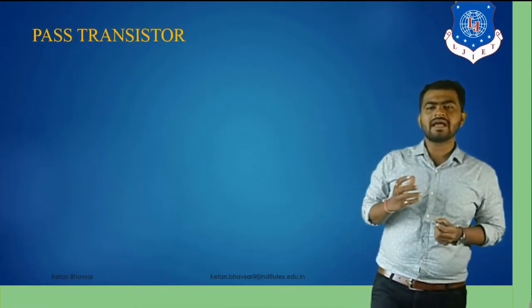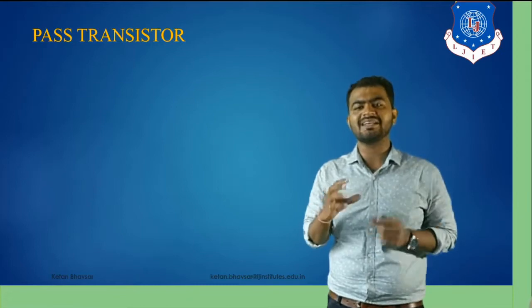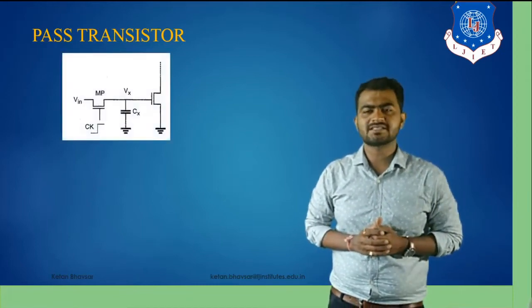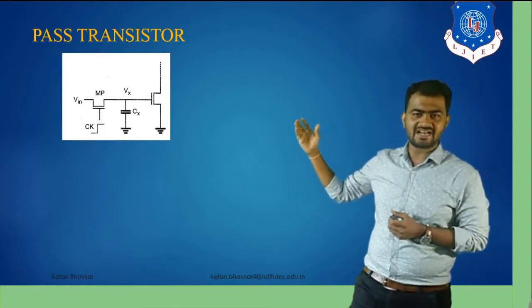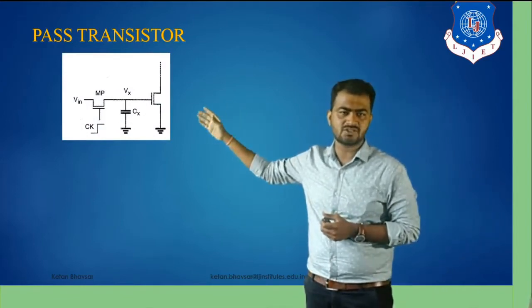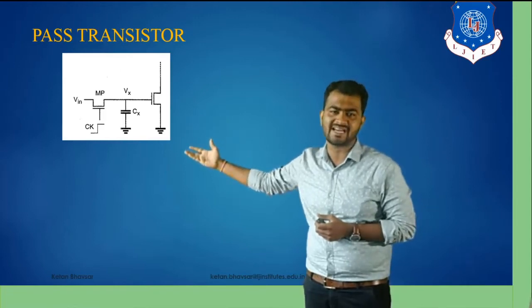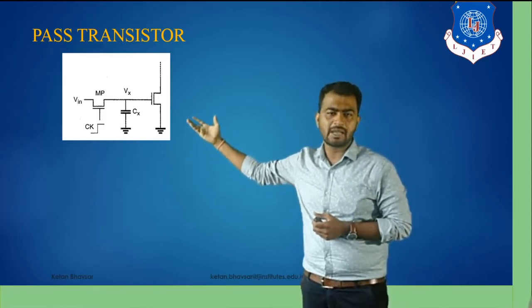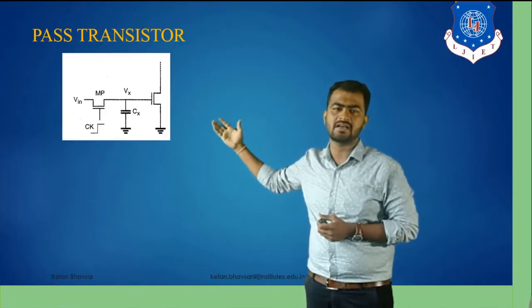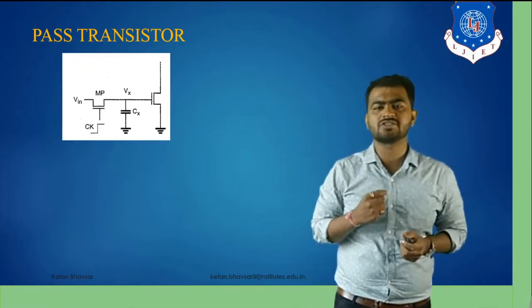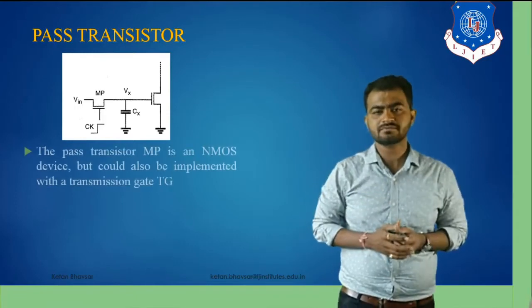Now we go ahead with the first topic in dynamic logic circuits. It's called a pass transistor. Now what is a pass transistor? You can identify it with a certain example. As you can see, we are taking one transistor, an MP transistor, to which we provide the rising edge of the clock, connect the capacitance Cx, and then connect it to the gate of the next transistor, and V is the input supply that we are applying.